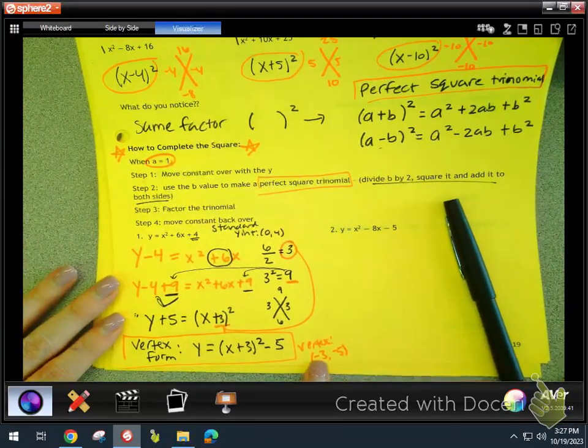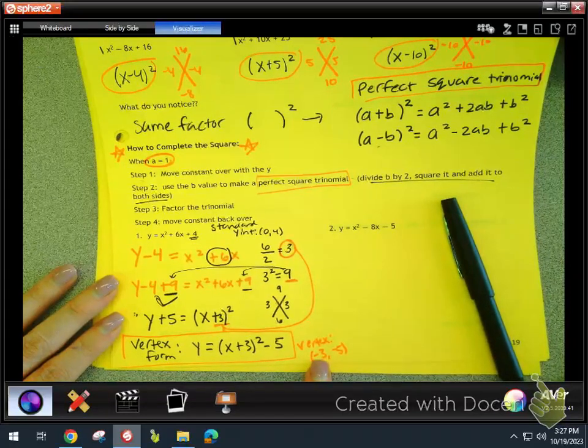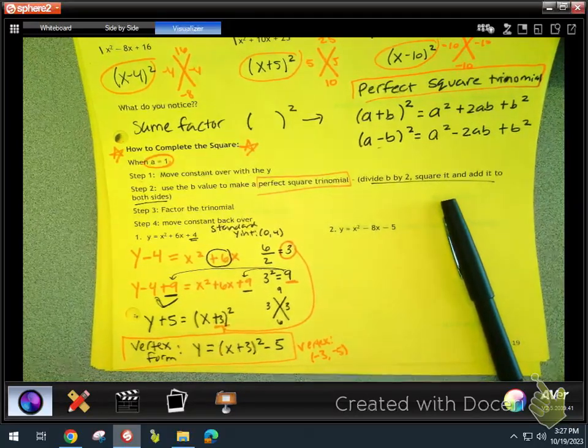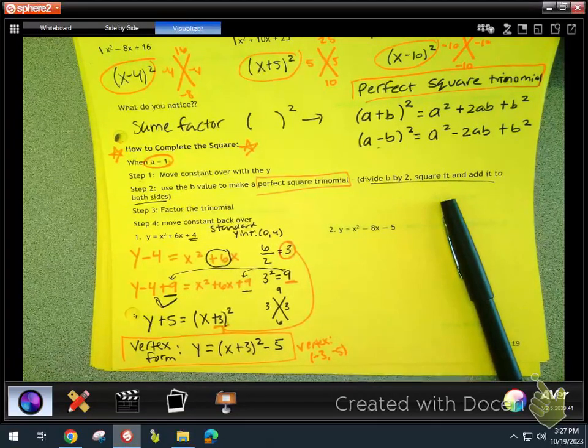X equals -3. So if you know your vertex, you know your axis of symmetry. What's another one? We already got y-intercept. Domain. We don't know the x-intercept. What's the domain? Actually, you should know the domain on everything. All real numbers. You know the range.